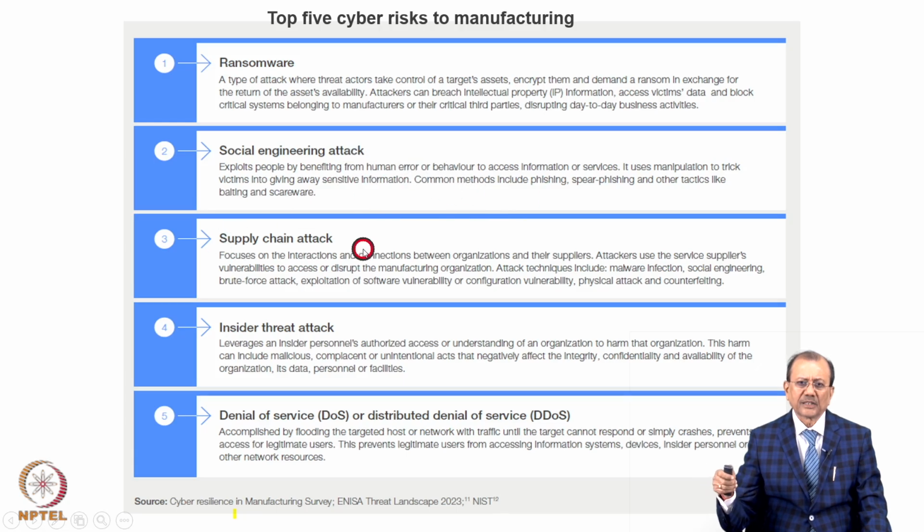Then supply chain attacks are also very common nowadays. They focus on the interaction and connection between an organization and its suppliers. If a supplier is compromised, there will be a disruption in the organization's services. Attackers use the service supplier's vulnerability. Whenever there is a vulnerability, which we are going to study, attackers try to take advantage of that. Now, in the world of AI, AI also helps to find this kind of vulnerability very fast, so that is another threat emerging with AI systems.